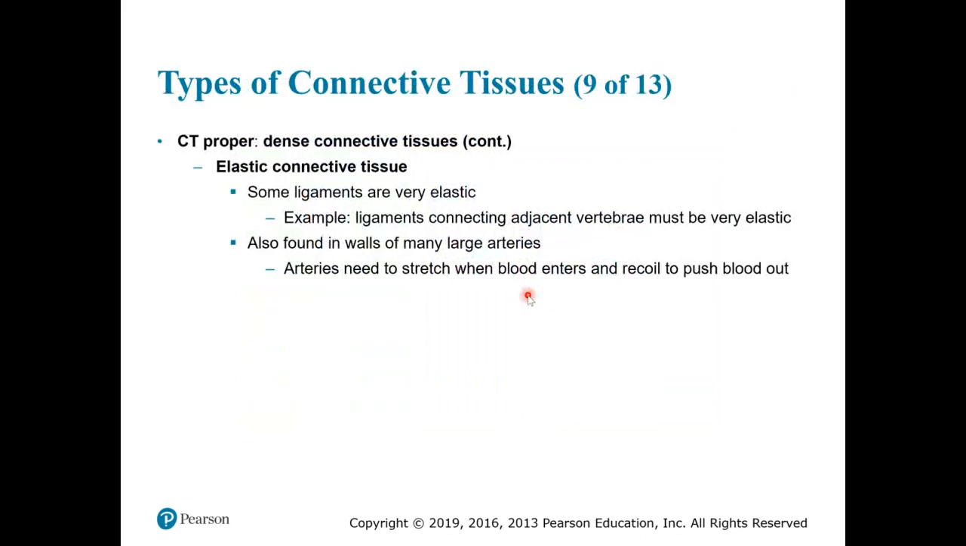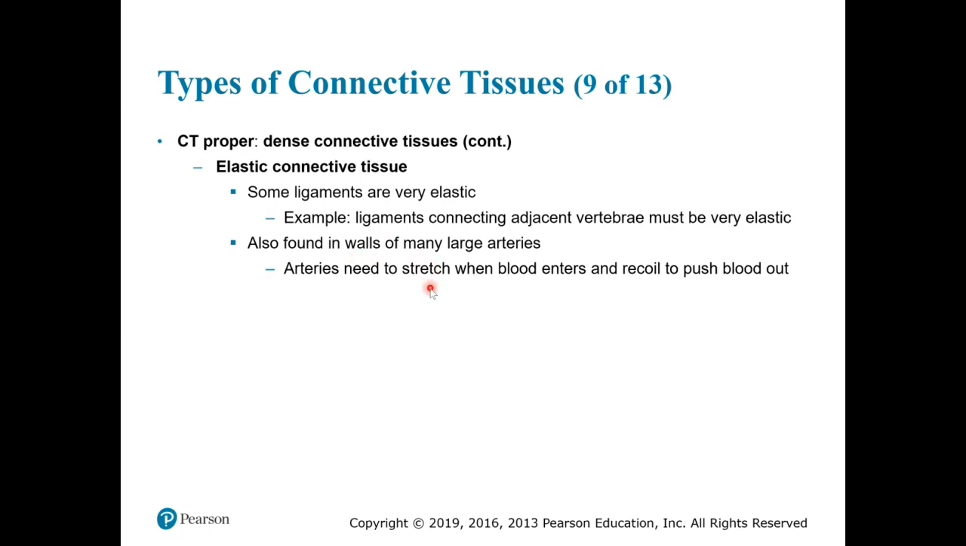And then elastic. Where we need stretching, like some of the ligaments, which are mostly dense regular connective tissue, but they might need to be a little bit elastic because we don't want them to tear. We want them to hold the vertebrae together as we move around. So we need a little bit of stretching. We get some elastic connective tissue in there.